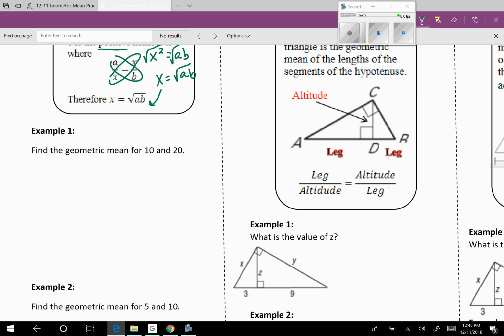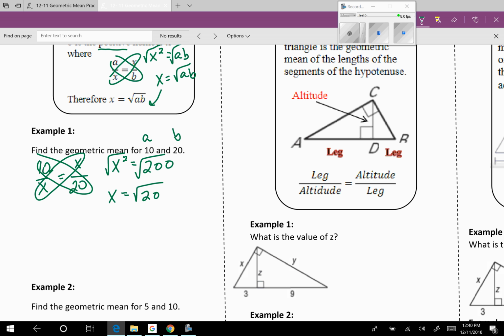All right, so geometric mean for 10 and 20. So we'll call 10 our a and 20 our b. So we put 10 over x, and that's going to be equal to x over 20. And so now you're going to have to do your cross products. So we have x times x, which is x squared, and then you have 10 times 20, which is 200. So x squared is equal to 200. So now we have to do the square root, because again, we just want x. So x is equal to the square root of 200.